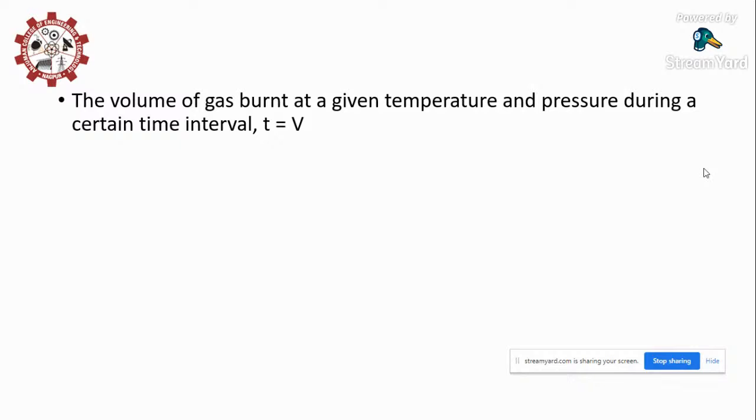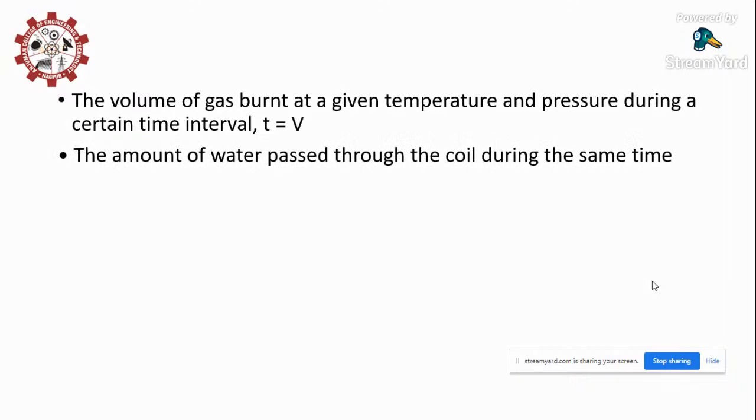Let us see what we need to jot down. We are going to jot down first the volume of the gas burnt at a given temperature and pressure during a certain time interval, that is T. है ना? कितना रहेगा V volume. Okay. Next is the amount of water passed through the coil during the same time interval, that is small t.